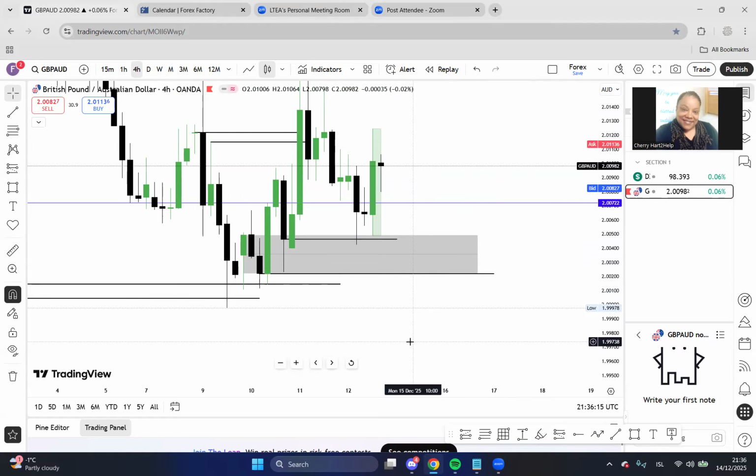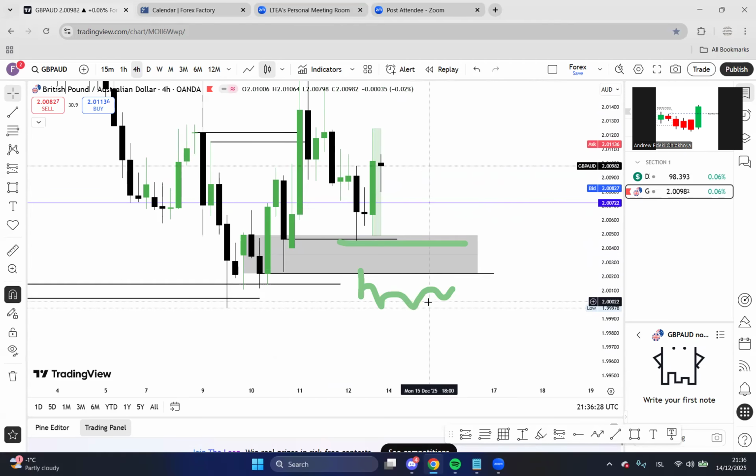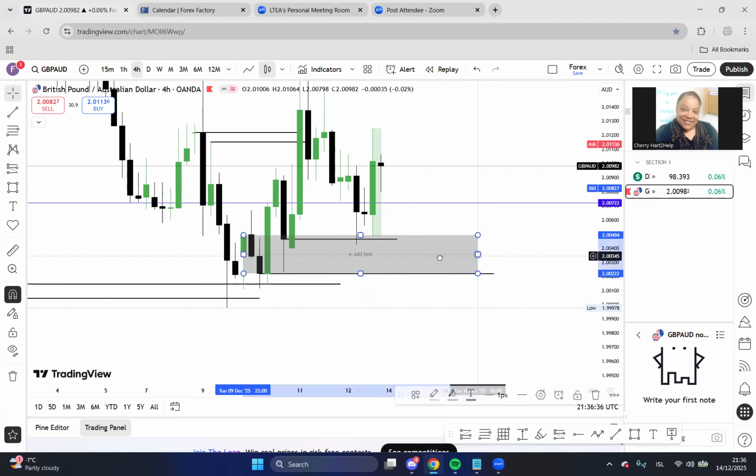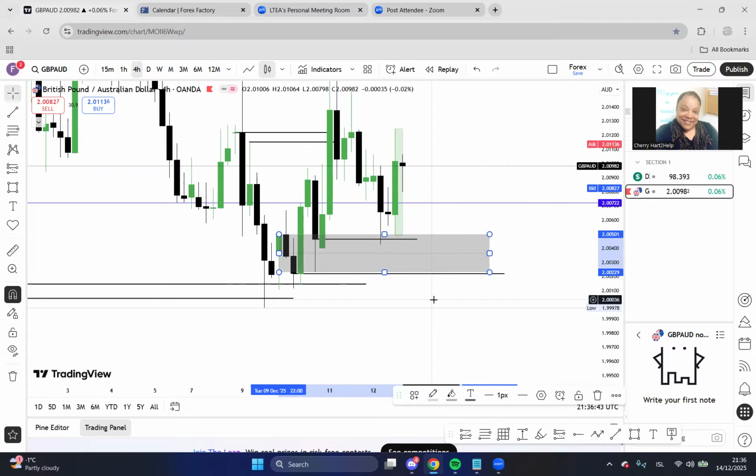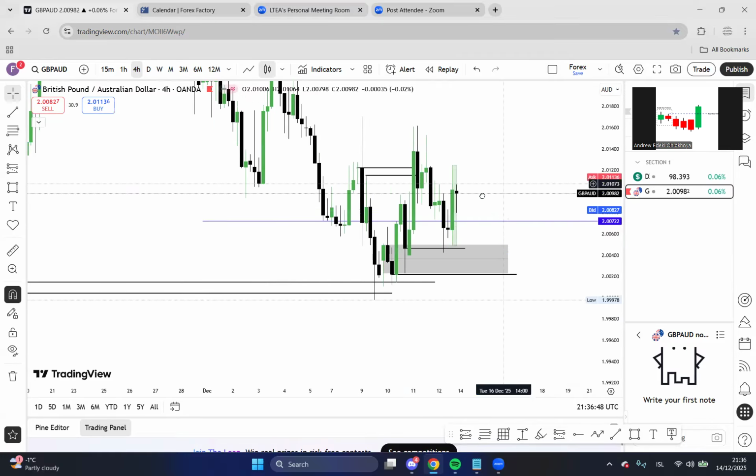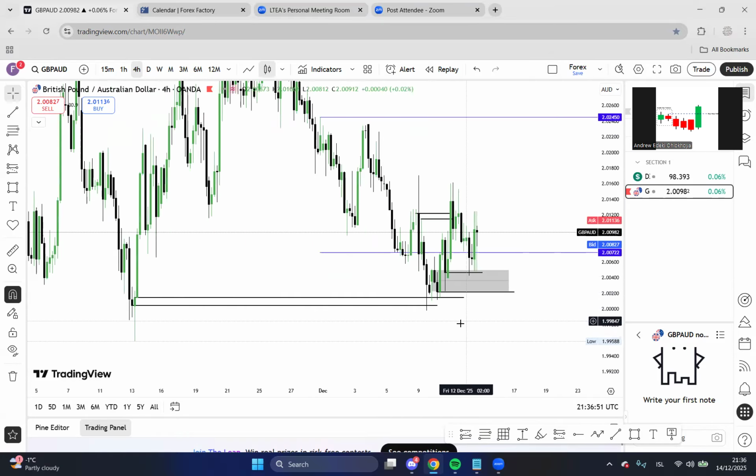So my question would be, until we break and close below this, don't look for anything down in this area, correct? To sell, you mean? Yes, to be able to start looking for a sell. To sell, you don't even need to sell from here, right?